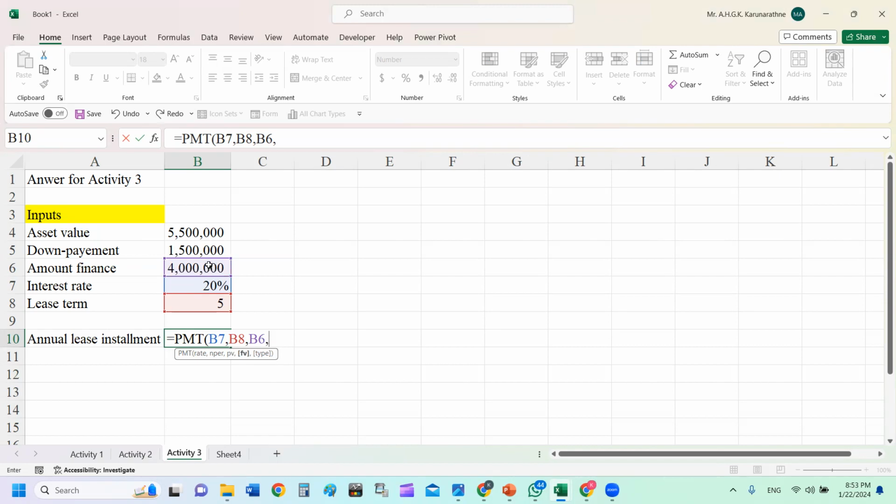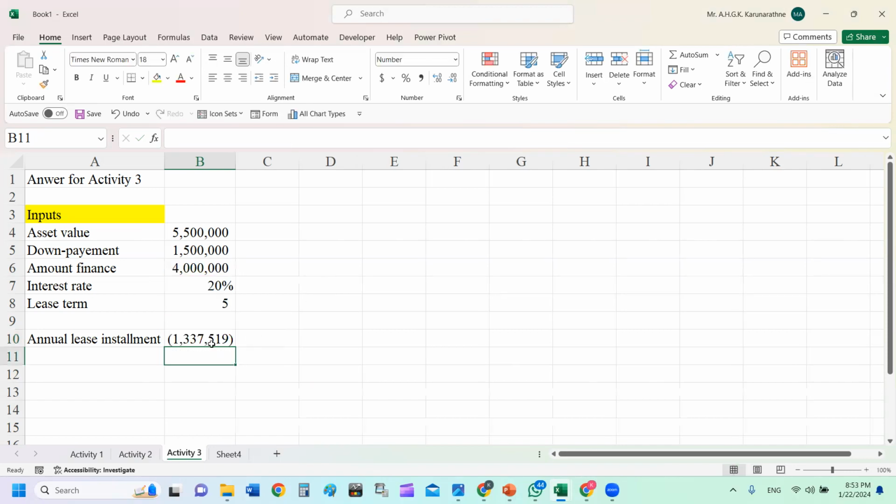Then future value. Usually, in the leasing scenario, sometimes you don't intend to generate any savings, but if a saving balance is required, you put in that saving requirement. We'll put zero. We don't need to generate any guaranteed saving, residual value zero. And usually, loan repayment, in most cases, is paid at the end, so type is represented by zero. Zero means the end, one means the beginning. Most of the cases it is paid at the end, so we put zero. Close the bracket, hit enter. This is your annual loan installment.